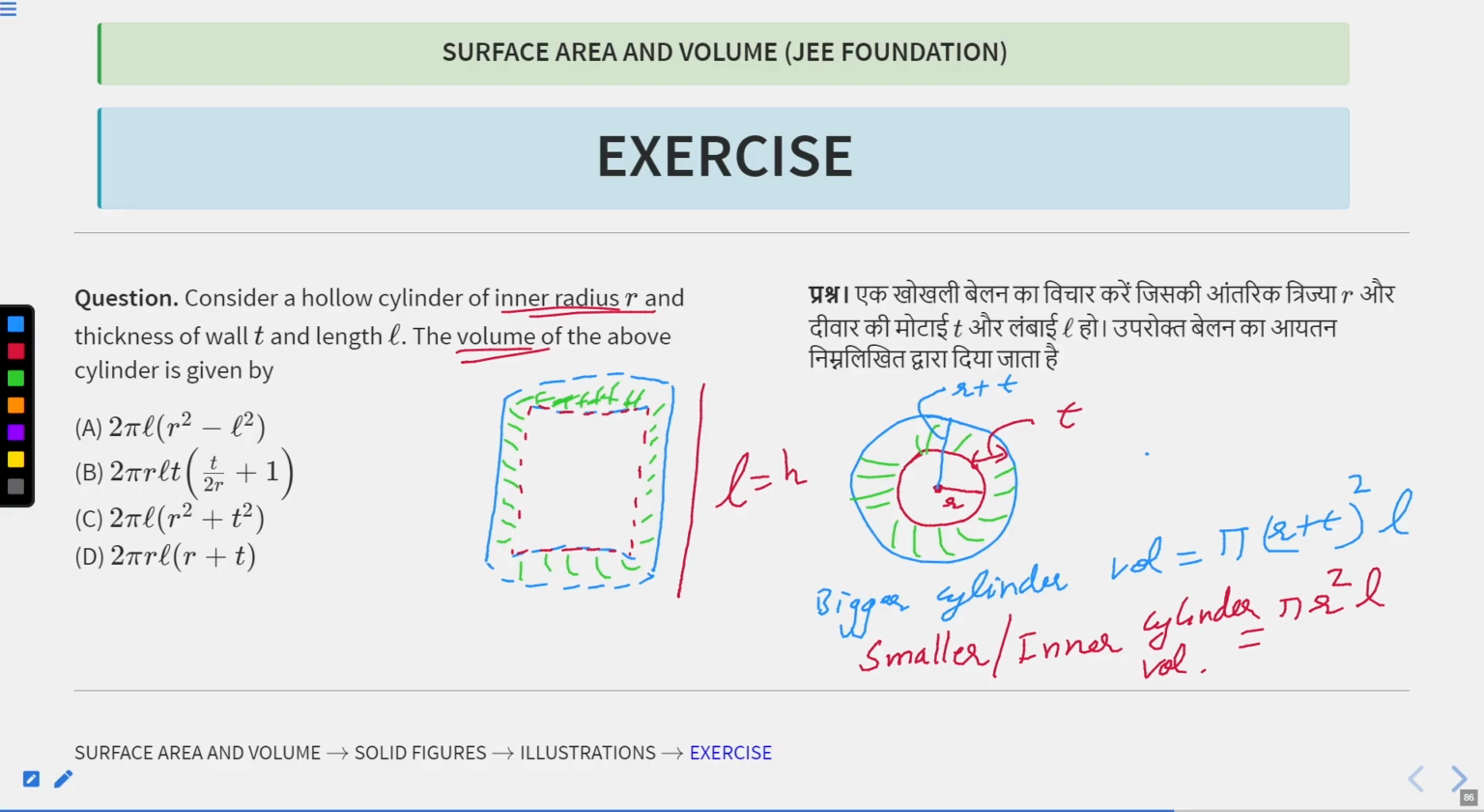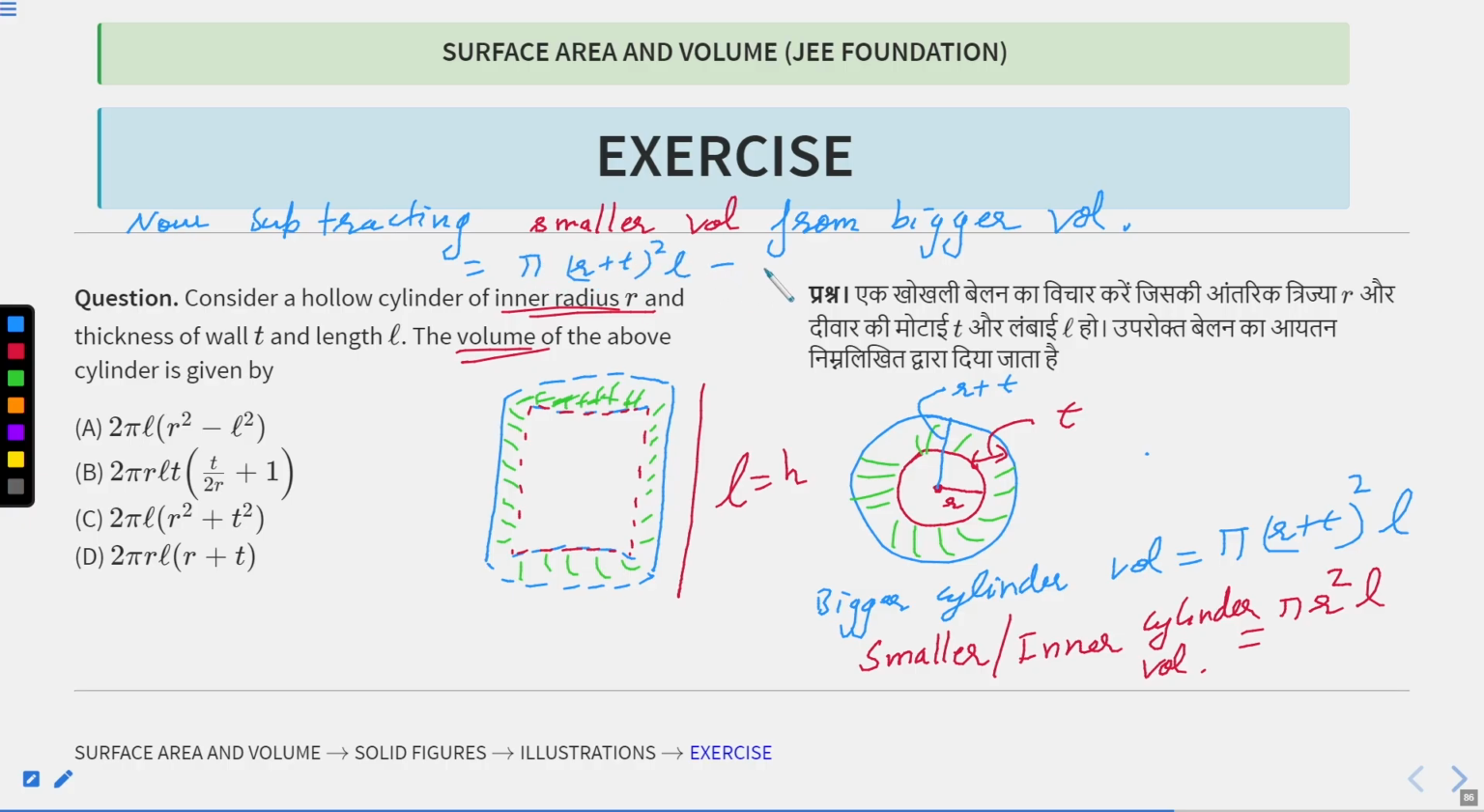Now subtracting the smaller volume from the bigger volume, that equals pi times (r plus t) whole square times L minus pi r square L. I hope this is clear to you.